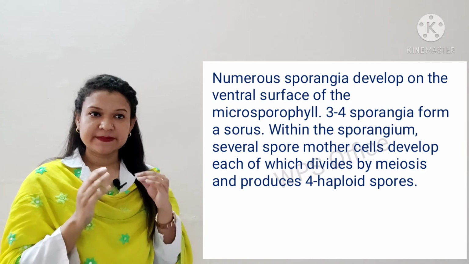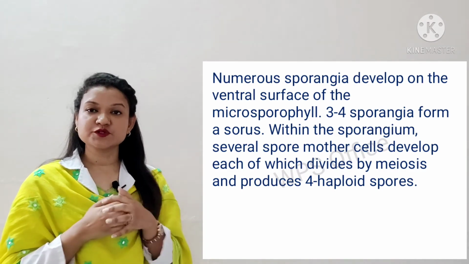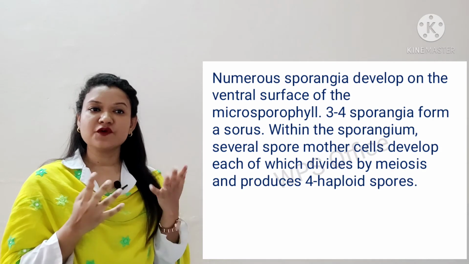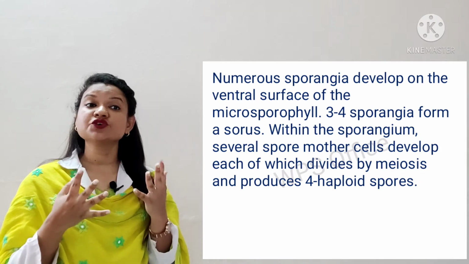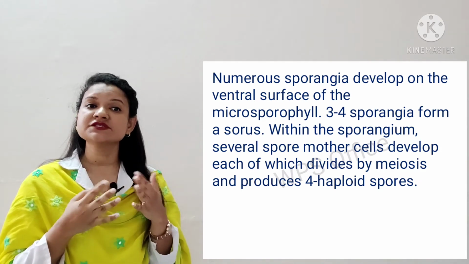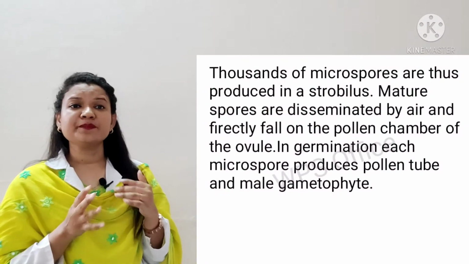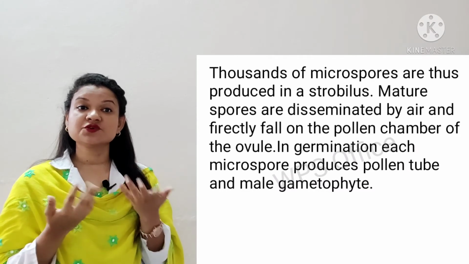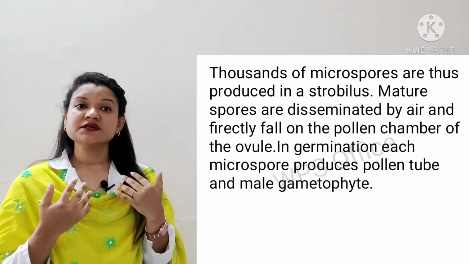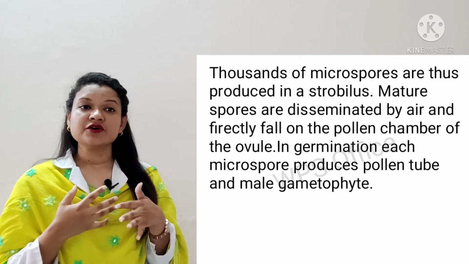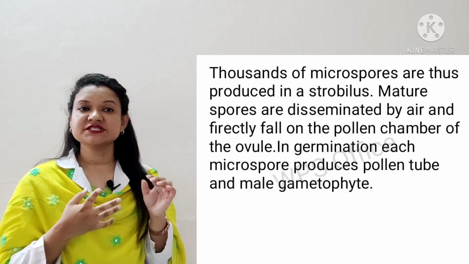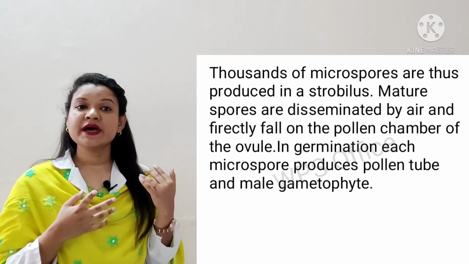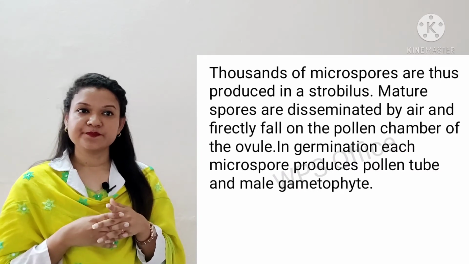Numerous sporangia develop on the ventral surface of the microsporophyll. 3 to 4 sporangia form a sorus. Within the sporangium, several spore mother cells develop, each of which divides by meiosis and produces 4 haploid spores. Thousands of microspores are thus produced in a strobilus. Mature spores are disseminated by air and first fall on the pollen chamber of the ovule. In germination, each microspore produces a pollen tube and male gametophyte.